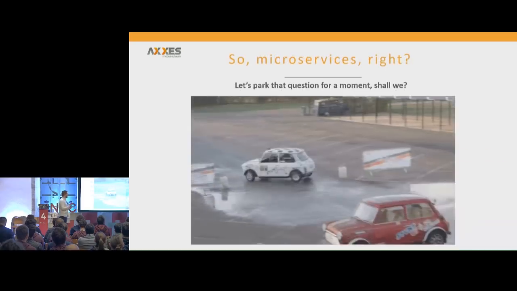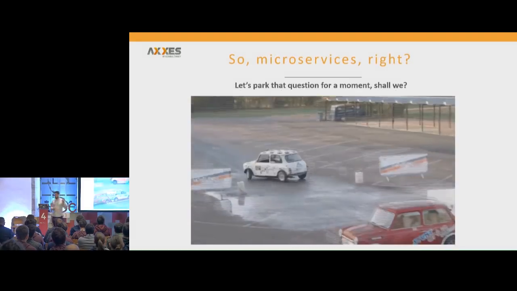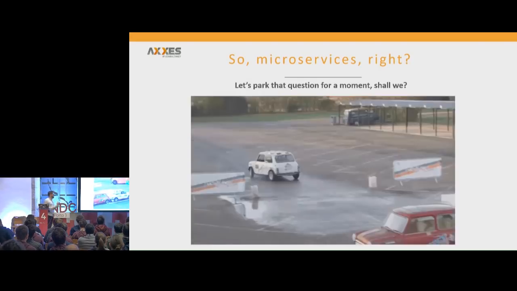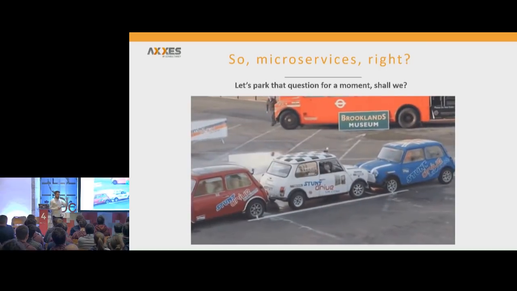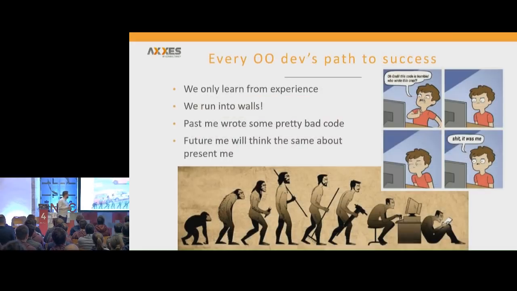So I think a lot of you are already thinking, how do you solve this? You use microservices, right? I'm going to park that question for a second. Because to understand why we did what we did, you have to transform yourself a little bit into the journey of a junior object-oriented programmer who goes on his journey through life.